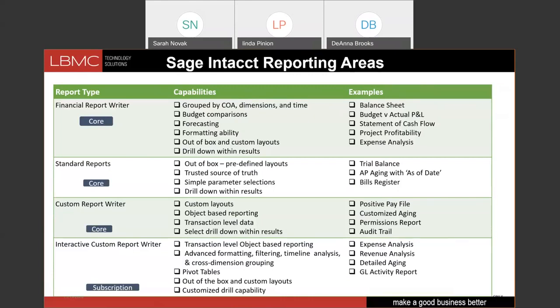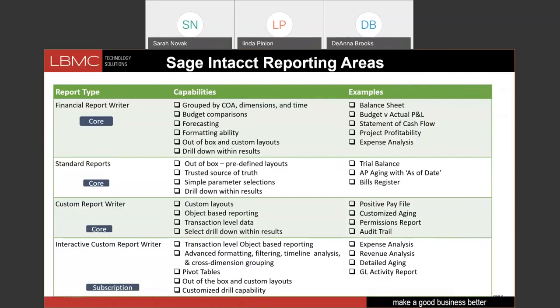It's kind of a cheat sheet that says, we have this reporting type that's a financial report writer. Well, what are some of the features or capabilities that you can do with that tool? And then what are some of the examples that you can get out of that reporting tool?